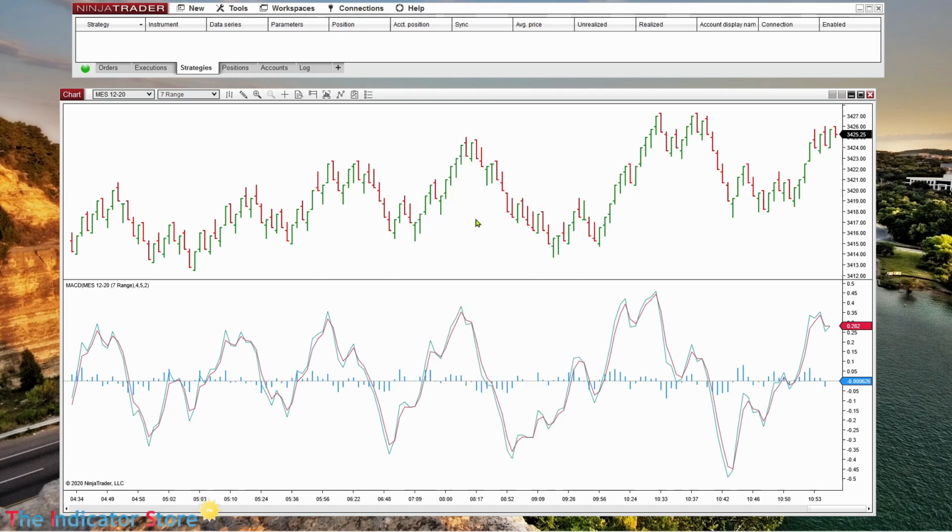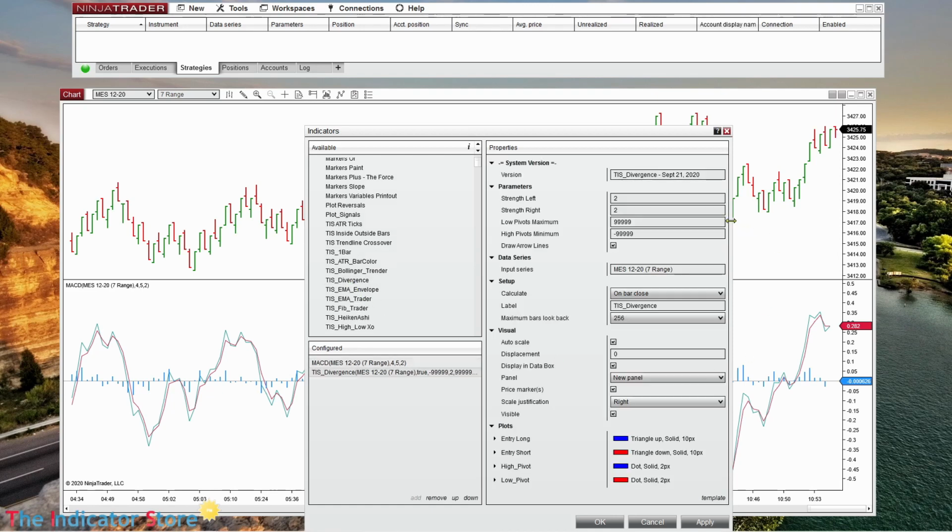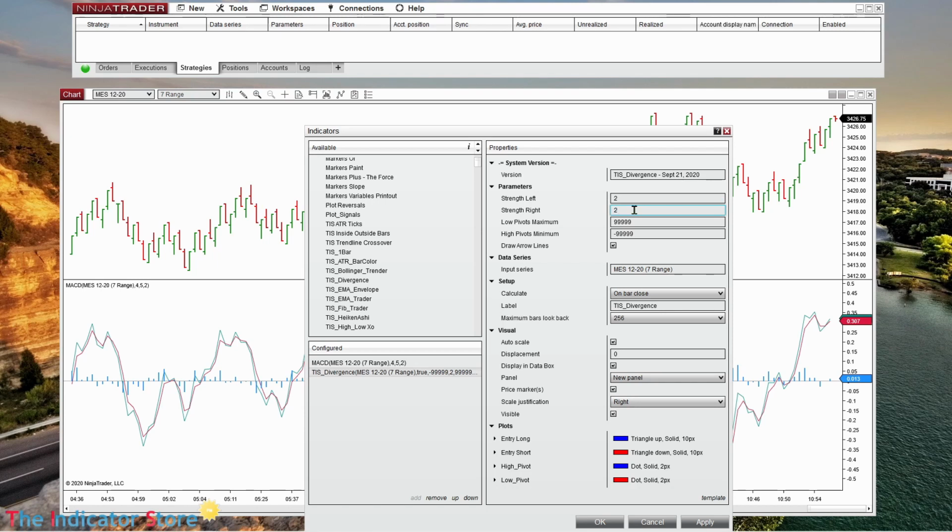We add the indicator. Divergence. We can check these numbers. By now the filter is disabled, and this is the maximum strength of the pivot to the left and to the right. We can make this bigger, no problem, but I suggest not to increase the right side, because to the right then we have a delay. The bigger the number, the bigger the delay to confirm that this is a pivot. So with only 2 bars making a higher high, that means this is a pivot.